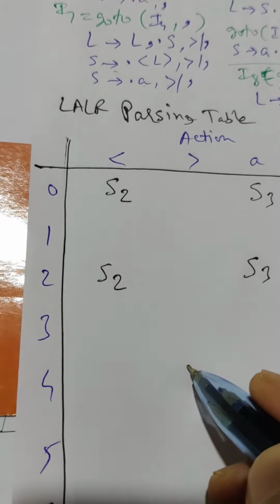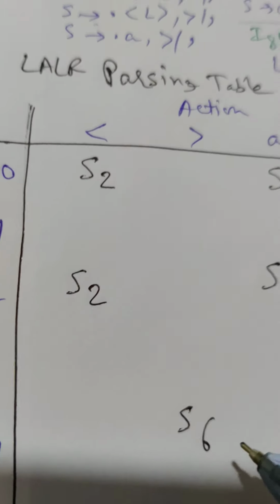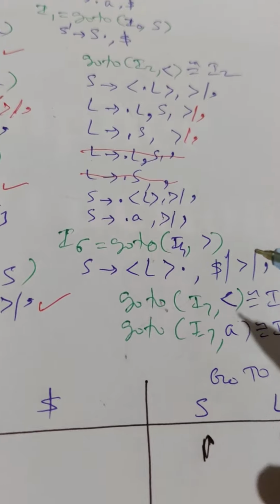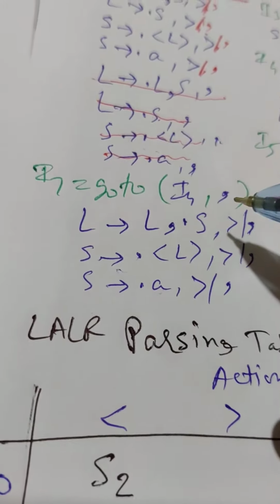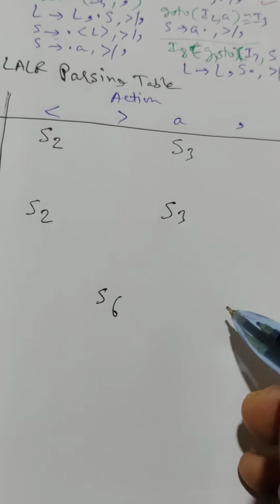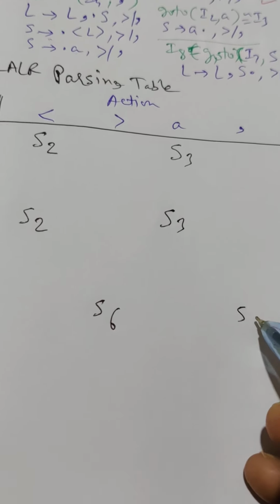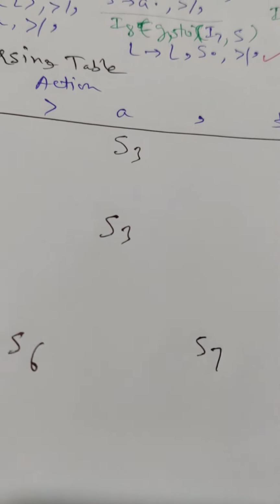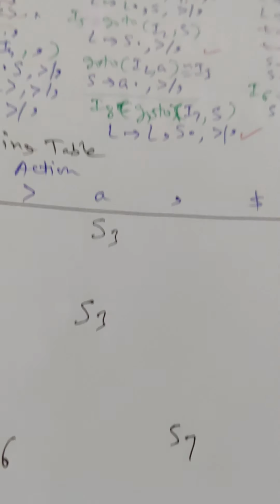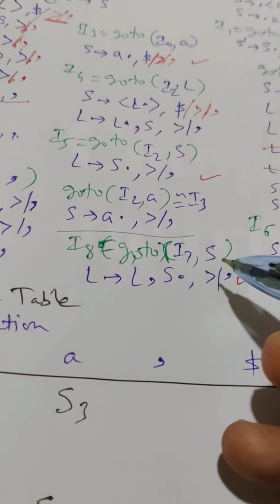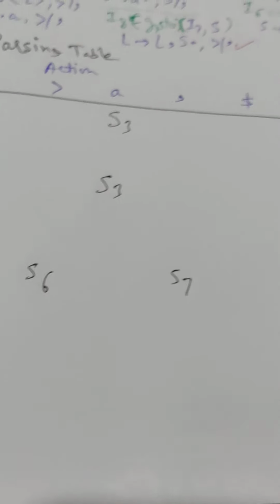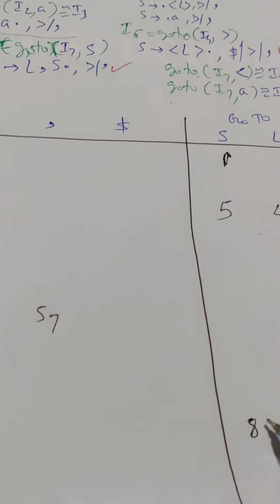So now, I4 comma greater than is S6. So I4 comma greater than is S6. Then I4 comma comma is I7, so I4 comma comma is going to be S7. Okay, so that is done. Now next, I7 comma S is 8. So I7 comma S is going to be 8.